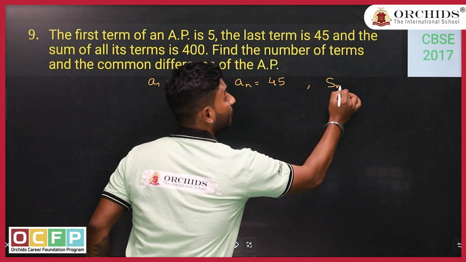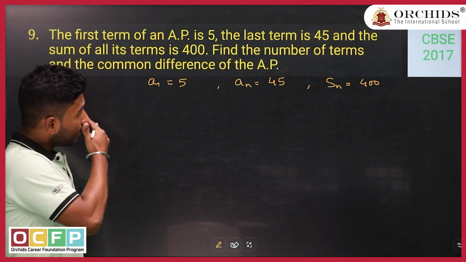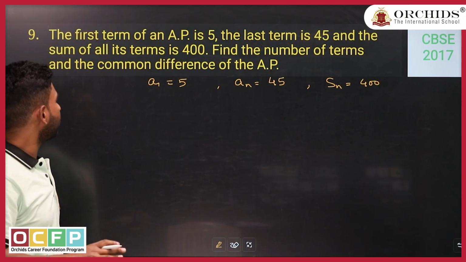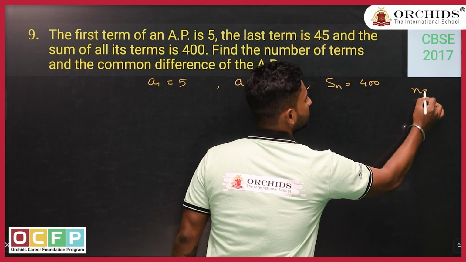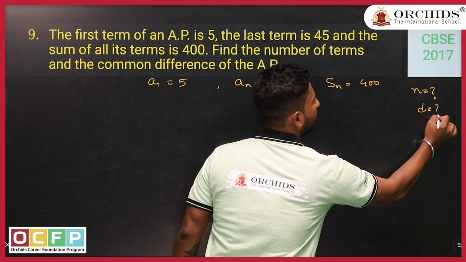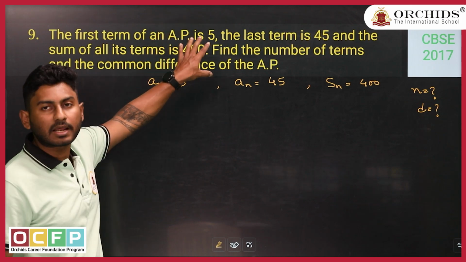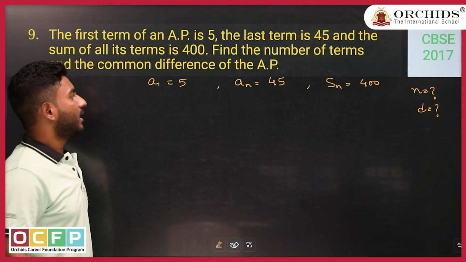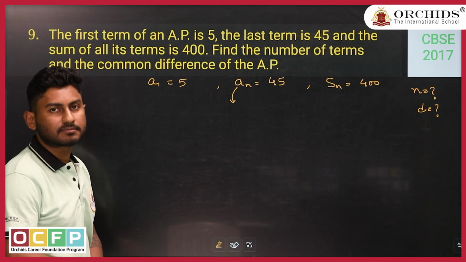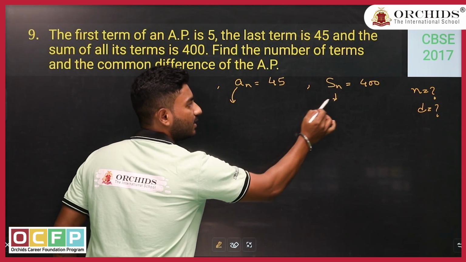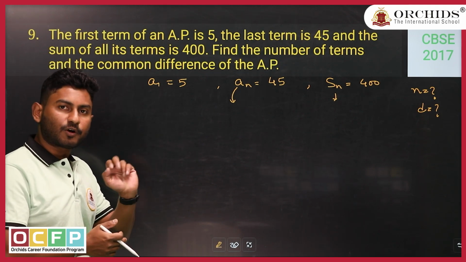And the sum of all its terms is 400. The sum is given. Sum of how many terms? That also I don't know. So S_n is 400. Now they are asking, find the number of terms and the common difference. This given part gives you all the details written in the question. Now just see from here. What is this? The last term. What is this? The sum of all the terms of the AP. Both the formulas I know.